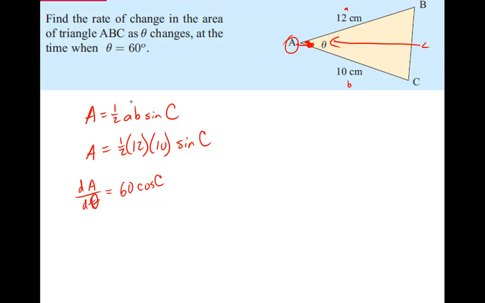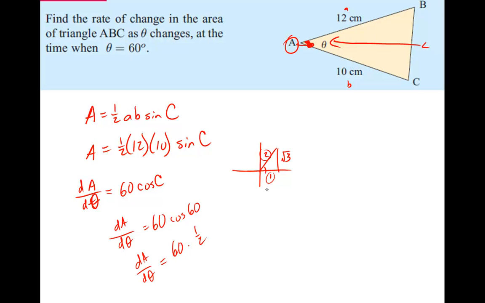And we can go ahead and finalize because this actually asks for specifically at the time when theta equals 60 degrees. So dA d theta is 60 cosine of 60, and we can get cosine of 60 because if this is 60, the way that I like doing it is if this is 60, then I got 1, 2, root 3, and cosine would be adjacent over hypotenuse. So dA d theta equals 60 times 1/2, adjacent over hypotenuse, which is then 30. So 30 dA, so A is centimeters squared, divided by degrees, d theta. That's the number of degrees that are changed. So that's the rate, 30 centimeters squared per degree. All right, and that's the answer to the question.